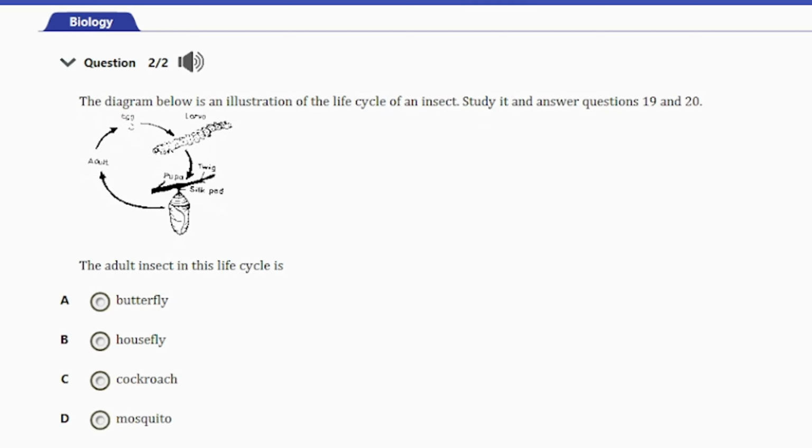So let's consider the next question and the last. That's question number 2. It says, the adult insect in this life cycle is A. Butterfly, B. Housefly, C. Cockroach, D. Mosquito. So guys, the answer to this question is option A, and that's butterfly. So the butterfly actually is the adult whose larva and pupa are wrapped in a silk. So guys, that's it for this question, and this is where we end this video for today.